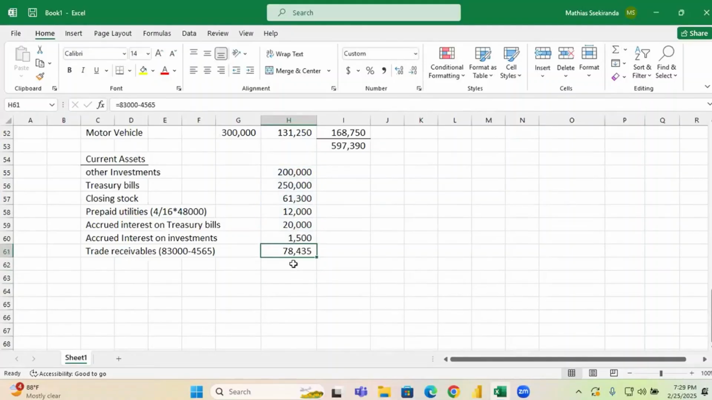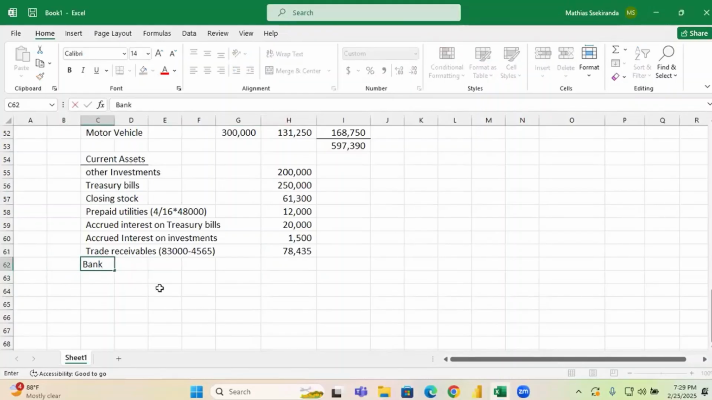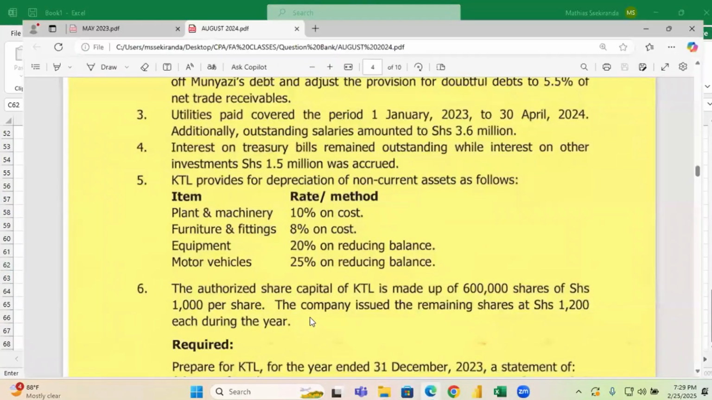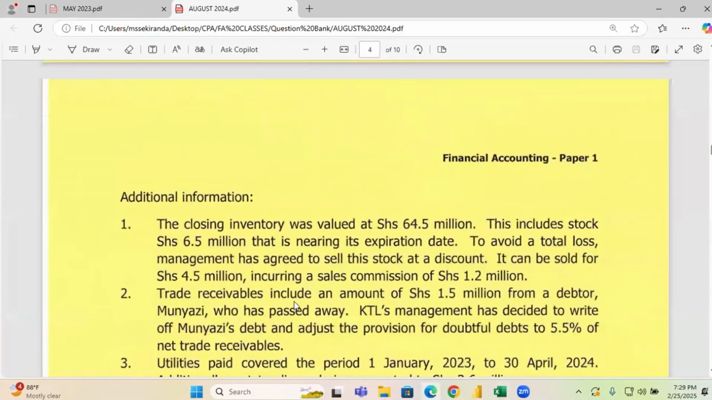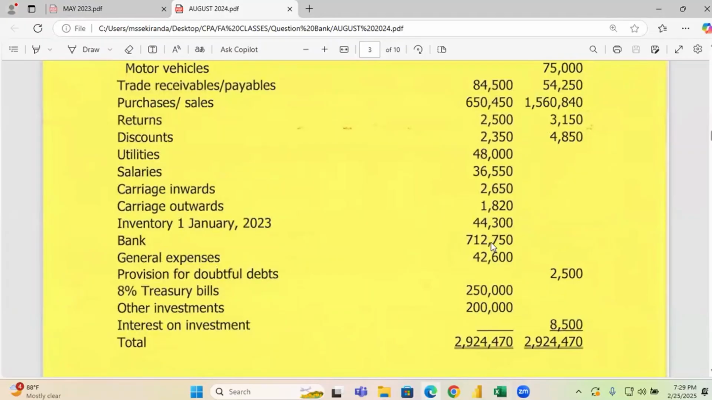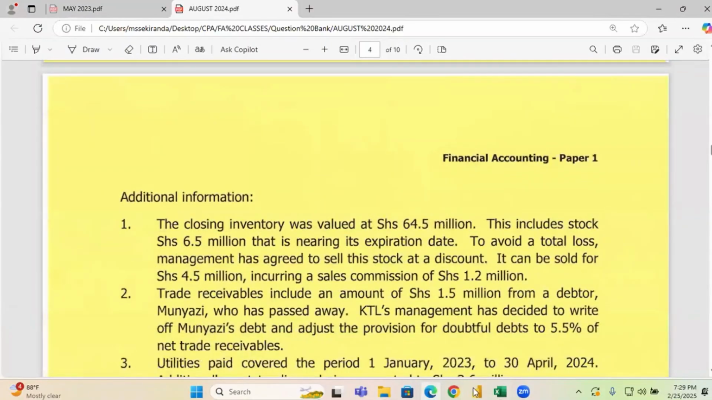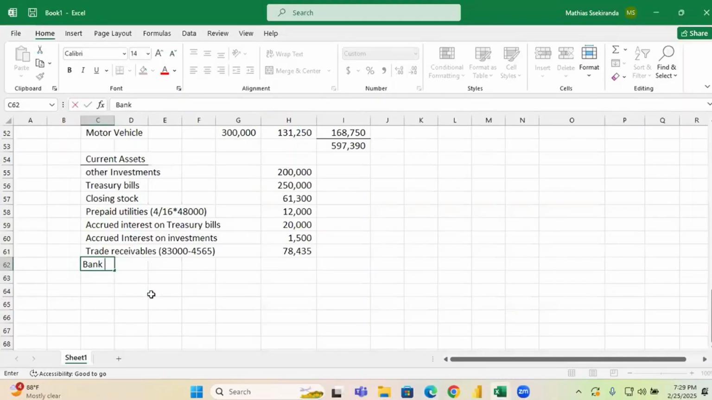Excuse me, Mr. Masias. Yes, please. I think we still have bank. Yes, we still have bank. So how much is our bank? We can't see the figure that was given. But I also saw something that will affect bank. So bank is 71,712,750. So we are going to add just this bank. Note number 6 affects bank.